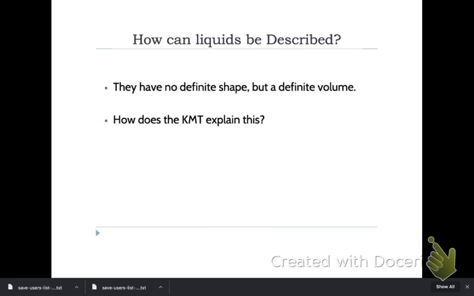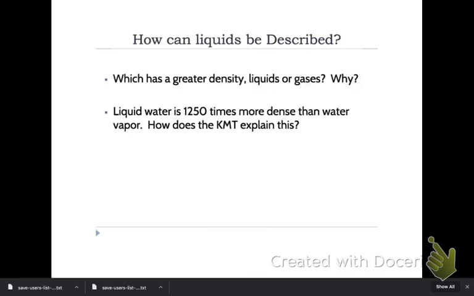Liquids have vibratory motion on those movable points. So they are still closely packed to really close neighbors, but they're able to move around each other. So that's what gives the liquid the ability to flow. So when we talk about density then, what would have a greater density? Remember, density is mass over volume. Would it be a liquid or would it be a gas, and why?